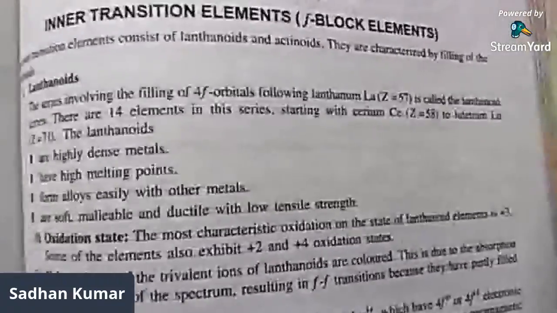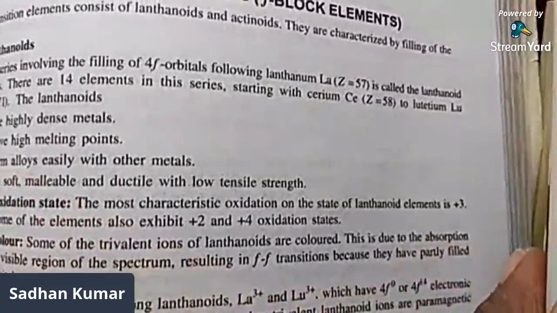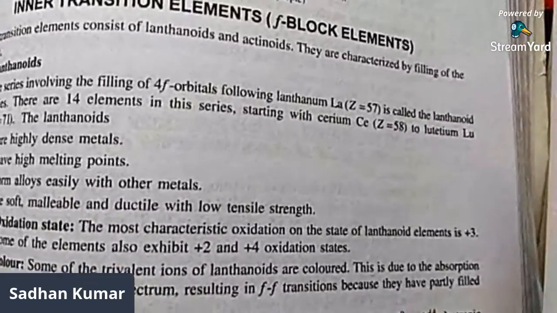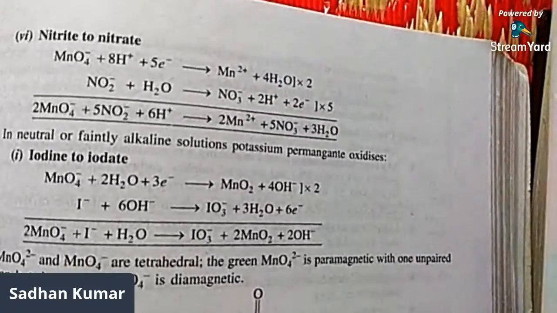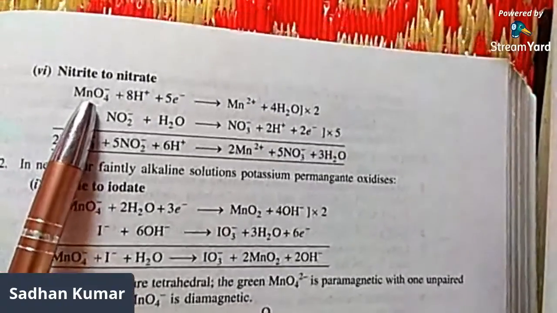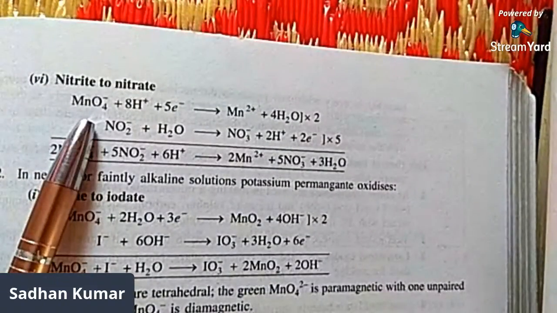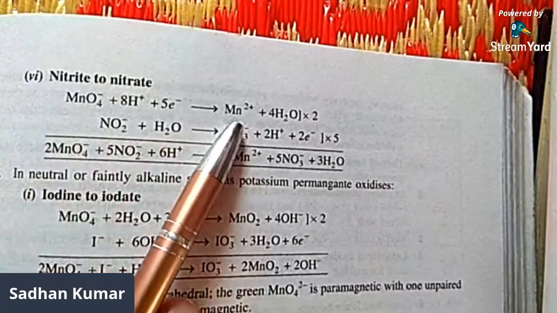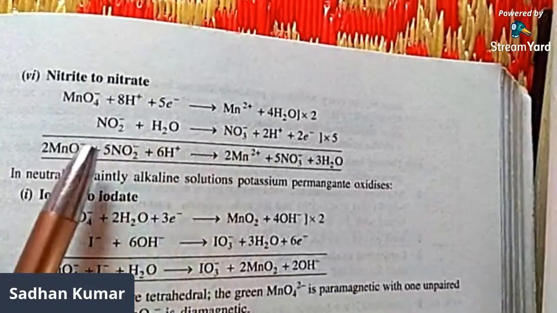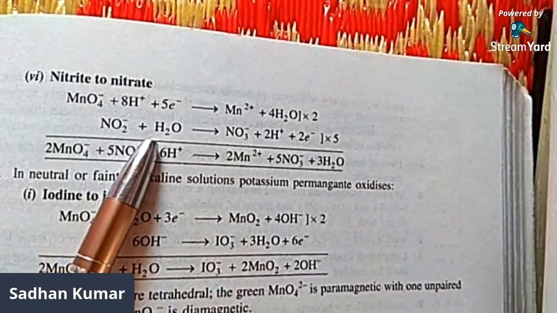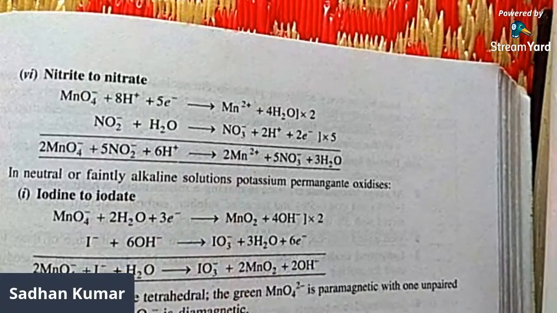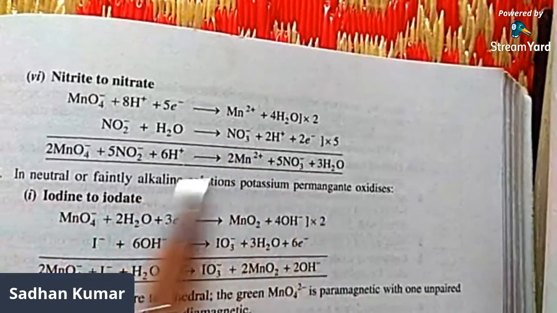After that, we have the next reaction, that is changing of nitrite to nitrate ion. In this reaction, what happens actually? We have the nitrite ion, and here we have potassium permanganate. In acidic medium, the potassium permanganate changes to manganese 2+. Manganese 2+ is formed while the nitrite ion in the presence of water changes to nitrate. This is the ultimate reaction.